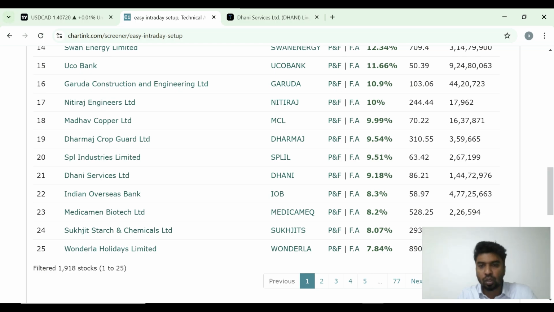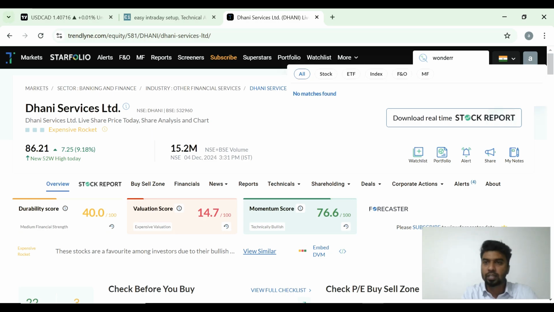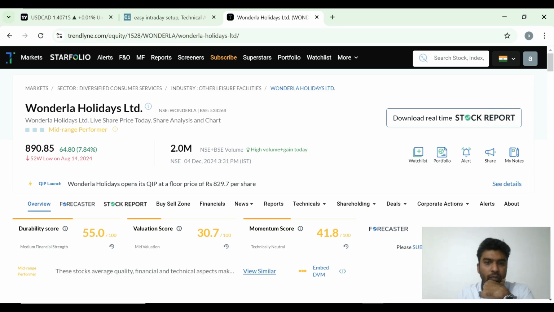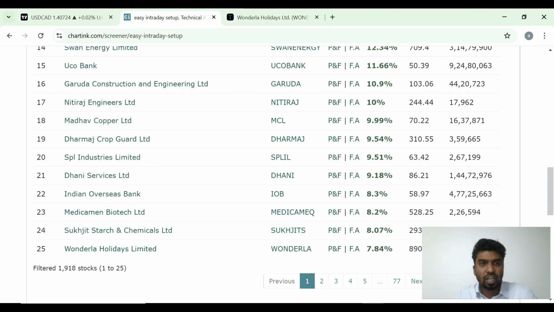For example, Wonderla Holidays, 7.84% today. See the durability and the momentum score here. Durability is almost 55%, which could be considered, but I won't. I will only consider stocks where the momentum or durability score is above 60%. So this stock I won't consider. Like that, in the Chartink stock list, we can refine the stocks according to the durability and momentum score with the help of Trendlyne. So that is step number 2.